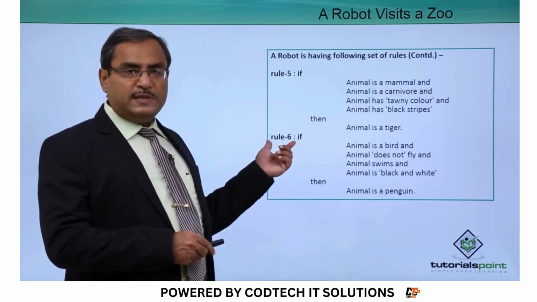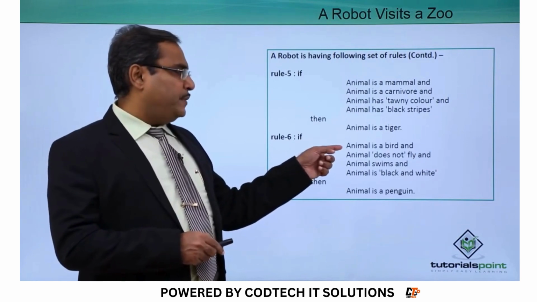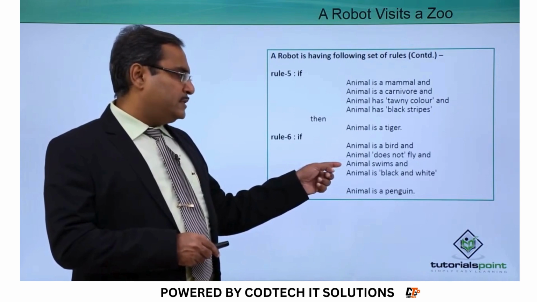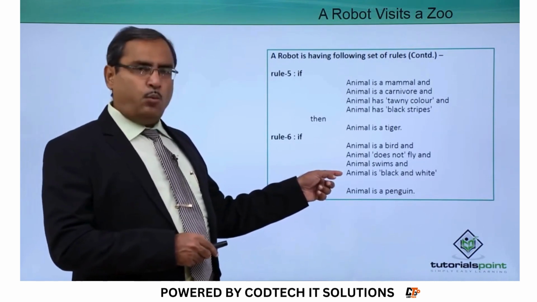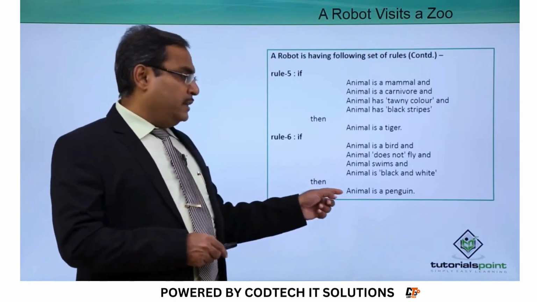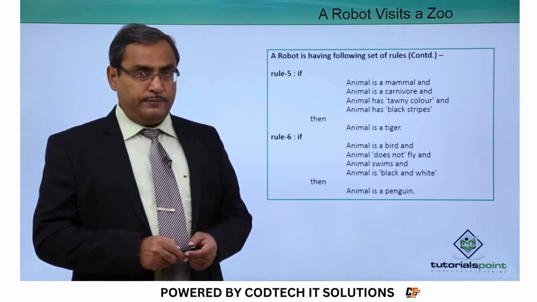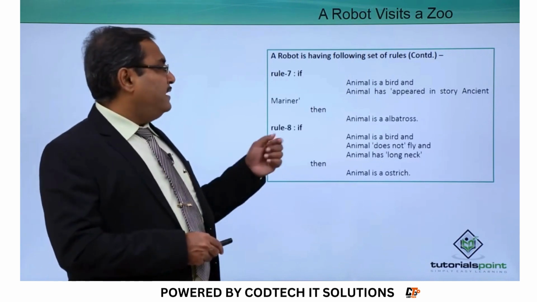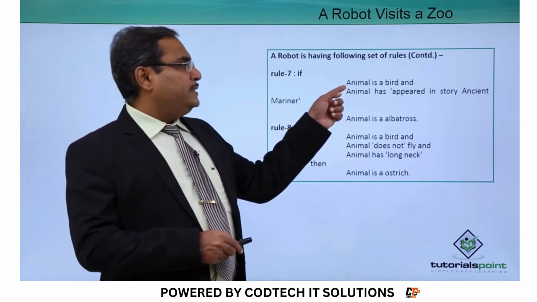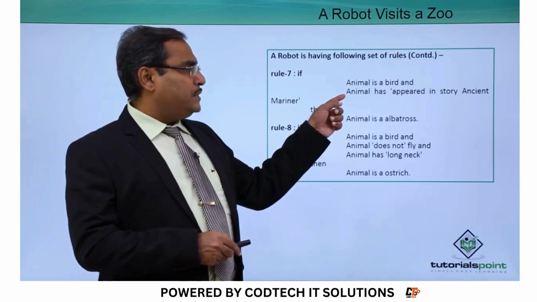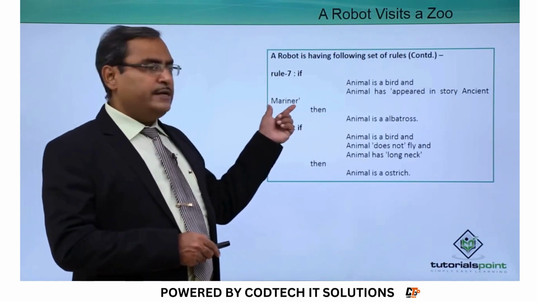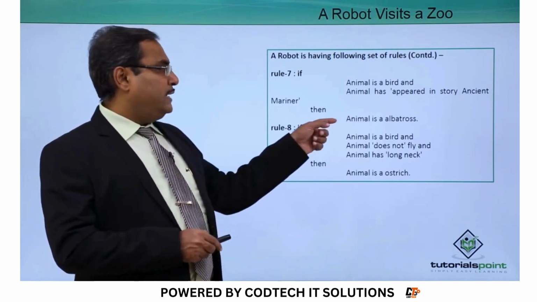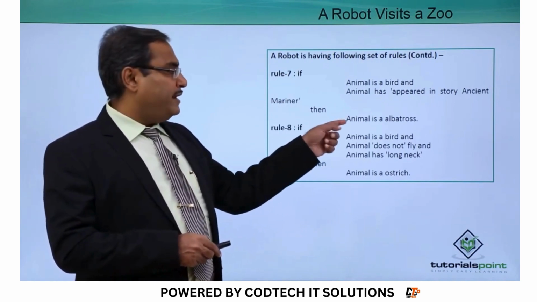Next one is our rule number 6: if the animal is a bird and the animal does not fly and the animal swims and the animal is black and white, then the animal is a penguin. Rule number 7: if the animal is a bird and the animal has appeared in the story Ancient Mariner, then the animal is an albatross. So that is our rule number 7 here.